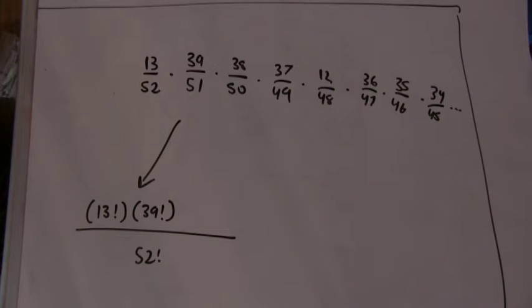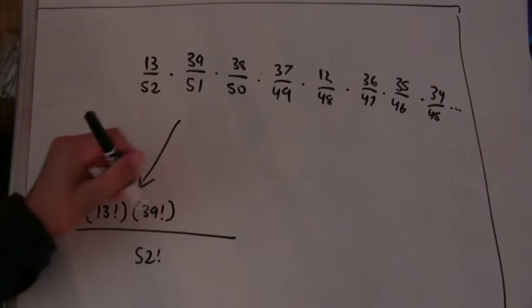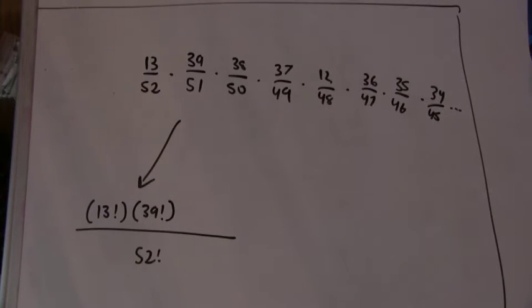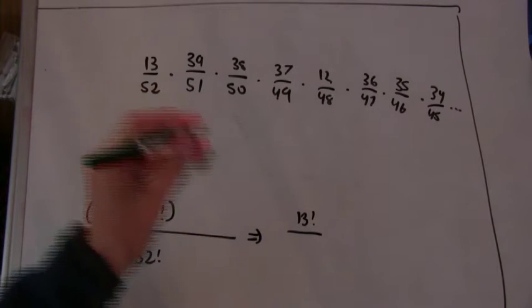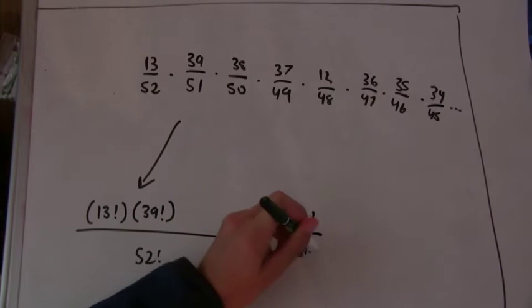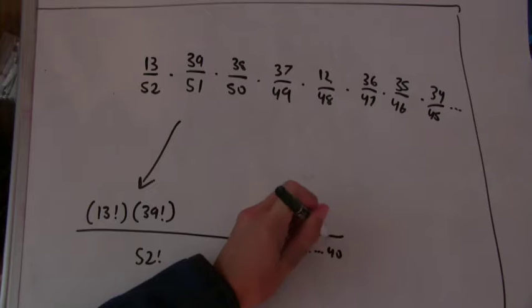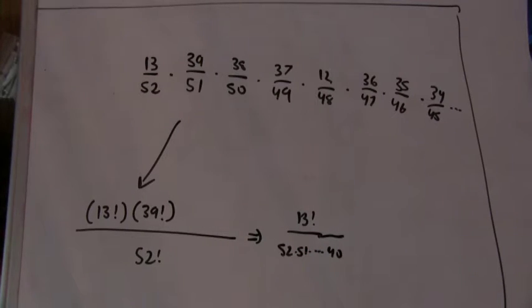I mean, if you wanted to, just cancel the 39 factorial into 52 factorial, you could turn this into 13 factorial over 52 times 51 times 40. Yeah, sorry, that's not what I meant. But yeah, that does answer the question. I meant, do you see that this expression equals anything that you're more familiar with? Not the number, just a different way to write that expression.